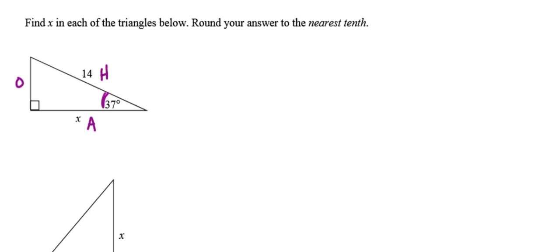I've got 3 trig ratios from which to choose. Remember SOHCAHTOA. Sine is the relationship between the opposite and the hypotenuse. Cosine is the ratio between the leg adjacent and the hypotenuse. Tangent is the relationship between the opposite side and adjacent side.